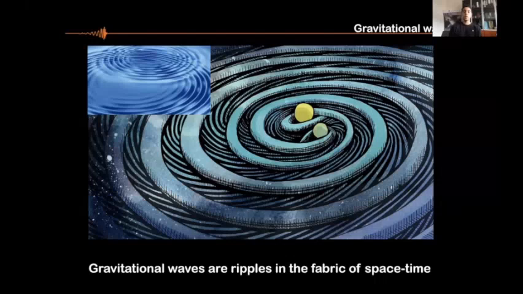It's pretty much like when we throw a stone in a pond. When we throw a stone, we create a kind of blob, and then this blob starts to propagate around in the form of waves. So when this happens in space-time, we talk about gravitational waves, not water waves.